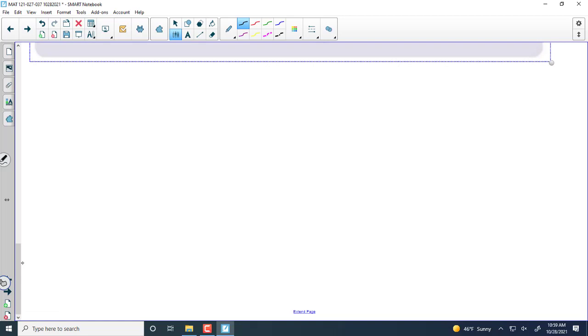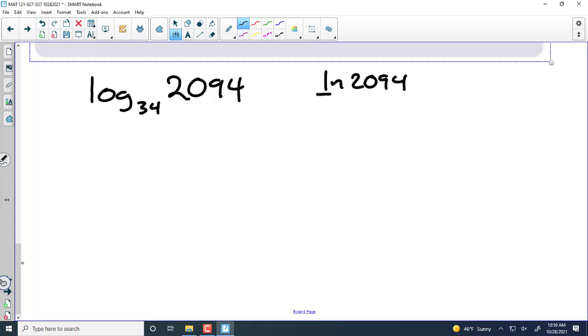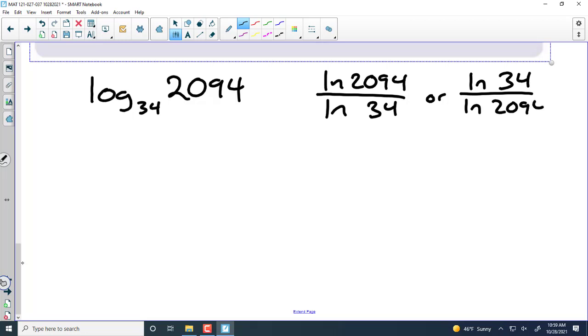So if someone asks me to do log base 34 of 2094, it is completely arbitrary if I want to change this to base 10 or base E. The question is, which one of these is it? The first one or the second one? Which one of those is correct? The first one.